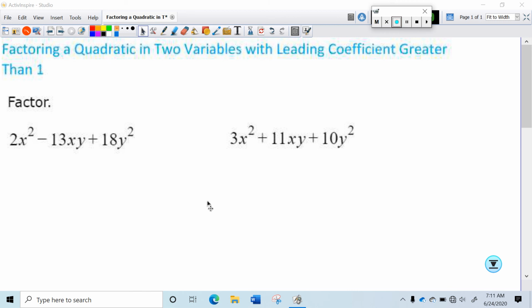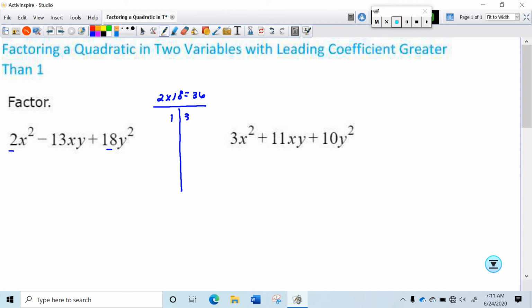I'm going to factor, and these are not perfect squares on the end, so I have to use the AC method of factoring. With the AC method, you take the first number and the last number and multiply them. 2 times 18 equals 36. Now I'm going to break those down by dividing.